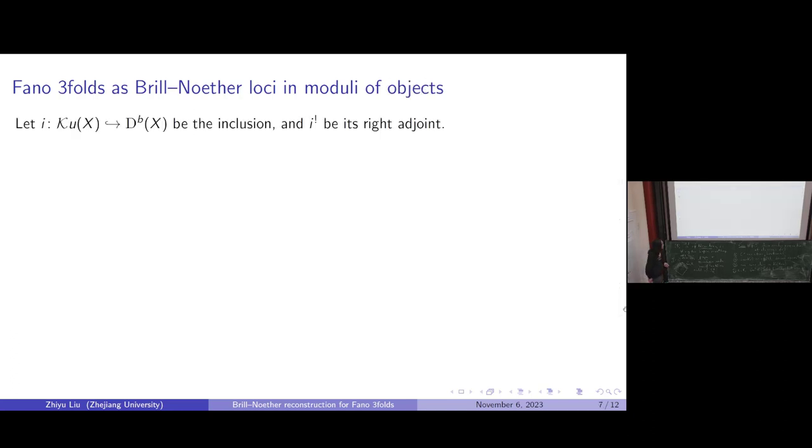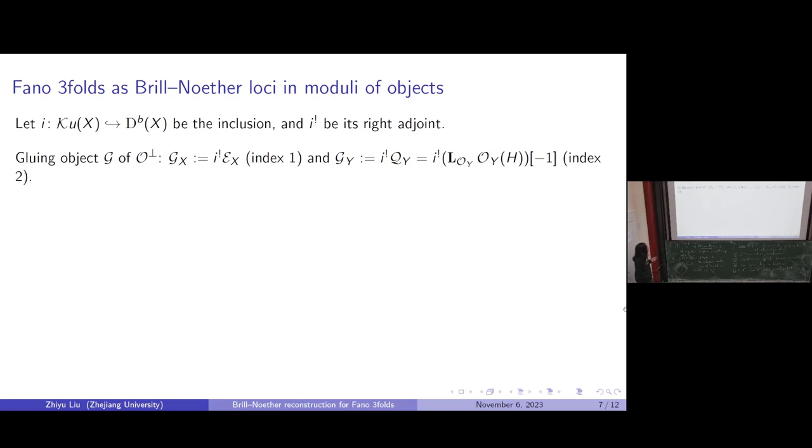So first, let me fix some notations. We denote the inclusion of the Kuznetsov component in the derived category by i, and i has a right adjoint functor. There's a distinguished object in the Kuznetsov component, which is called the projection object of this category, the projection of O_X orthogonal. For the index 1 case, this object is given by the image of the exceptional bundle E_X under the right adjoint functor. And for the index 2 case, it is given by this formula, where Q_Y is the kernel of an evaluation map of this ample line bundle. This is called the projection object or projection data in the sense of Lahoz and Kuznetsov.